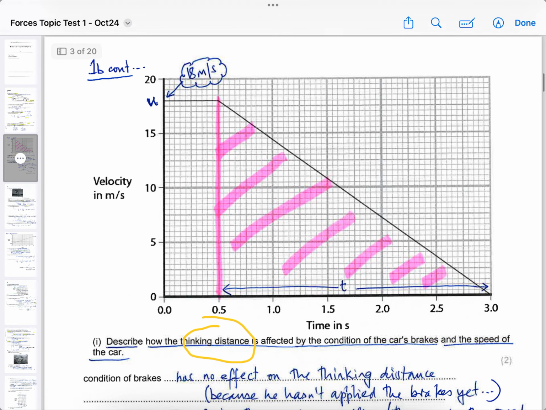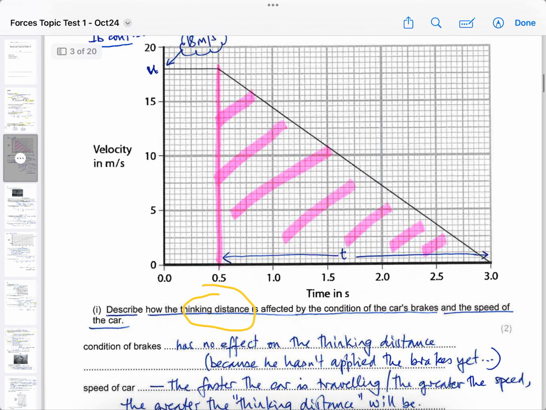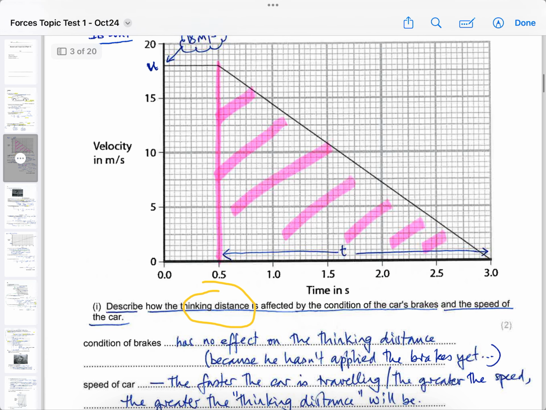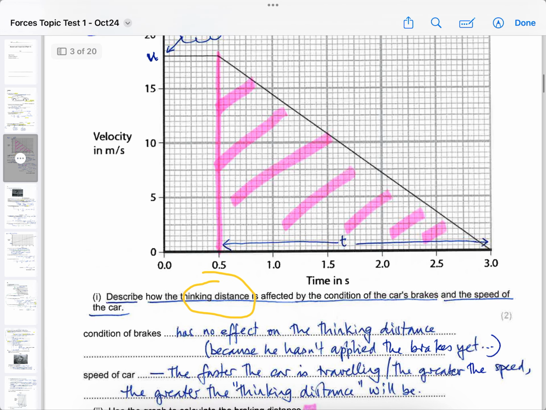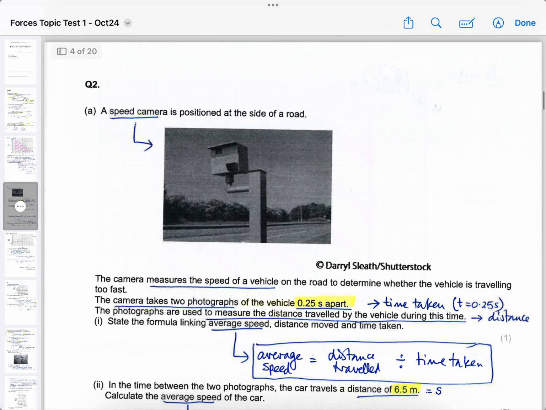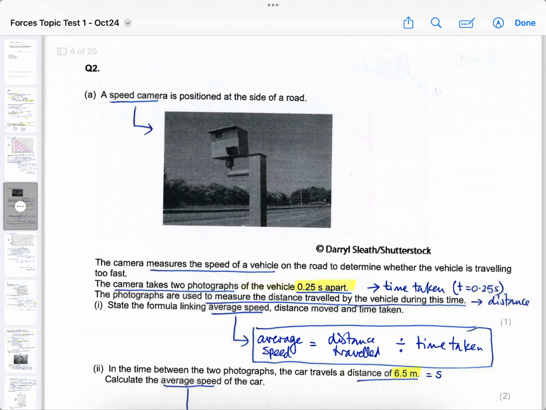Remember, it's only really known to 2 significant figures, including on the time axis. You'll notice the times are given as 0.5, 1.0, 1.5, so really the maximum accuracy in this question is 2 significant figures. Question 2 is about a speed camera positioned at the side of the road.